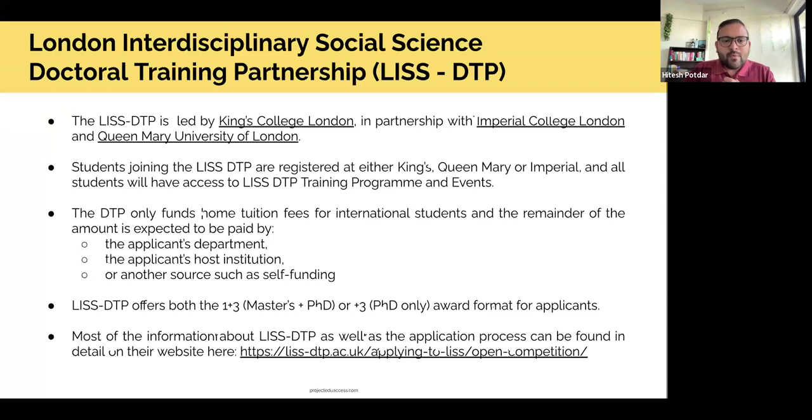So this DTP only funds home tuition fees for international students, and the remainder has to be paid in 3 ways, either by the applicant's department. So for example, if I'm situated within the international development department, then the Department of International Development will fund it, or the whole host institution as such. So they have these 2 components of funding as well. The department has separate funding at King's, and that might be true for Imperial and Queen Mary as well. And King's as a whole institution has different kinds of funding resources.